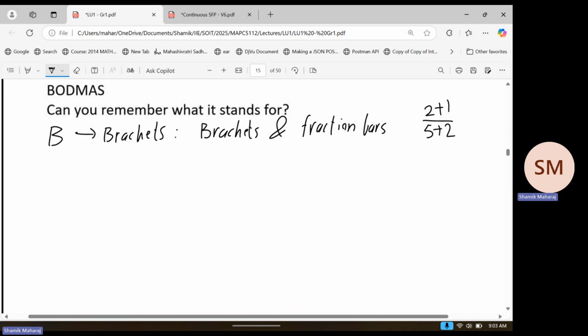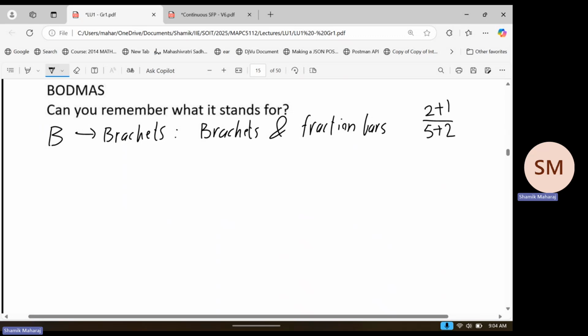Because the fraction bar is like a separator, right? You look at the top first, 2 plus 1, you deal with that, then you come to the bottom, you deal with that. Okay, you can do it in any order. You can do this first and then that, bottom first, then the top, doesn't matter. The point is the fraction bar is like a separator. It's like a bracket. You apply BODMAS to the top completely, and when you deal with the bottom, it's a separate thing to which you apply BODMAS completely. Right, a fraction bar. So that's an important one.